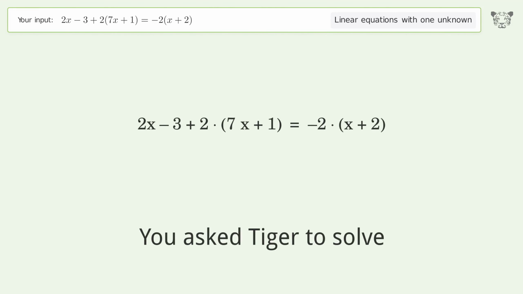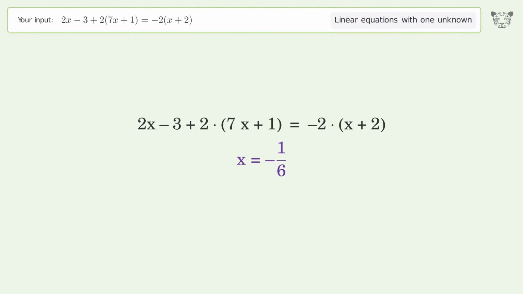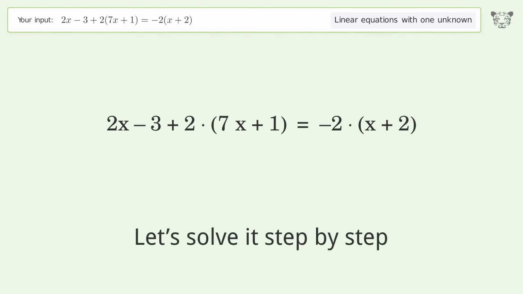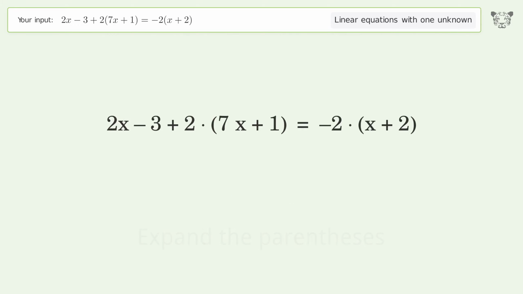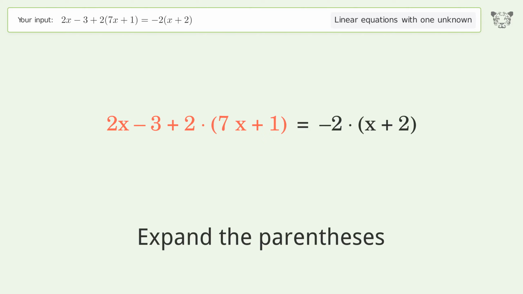You ask Tiger to solve. This deals with linear equations with one unknown. The final result is x equals -1/6. Let's solve it step by step. Simplify the expression. Expand the parentheses.